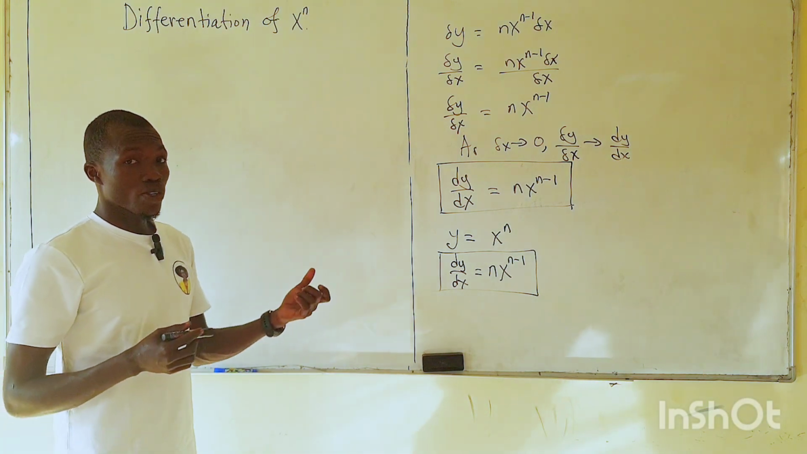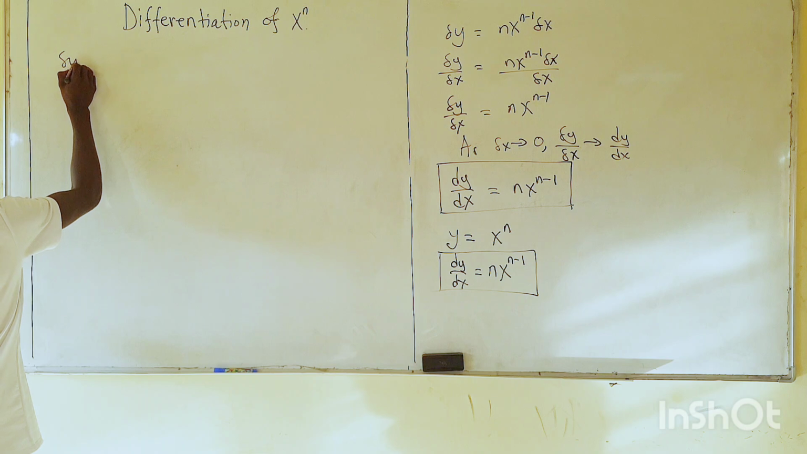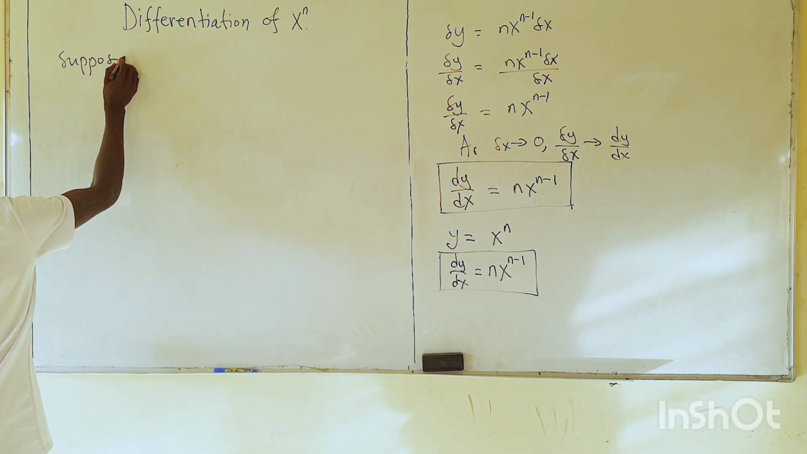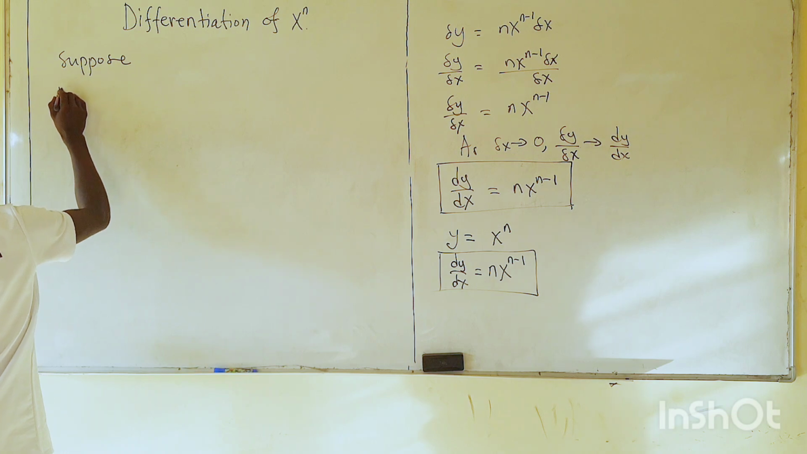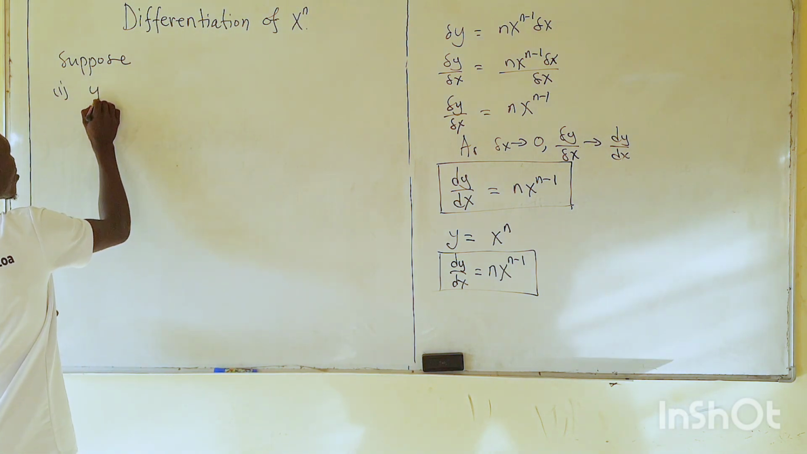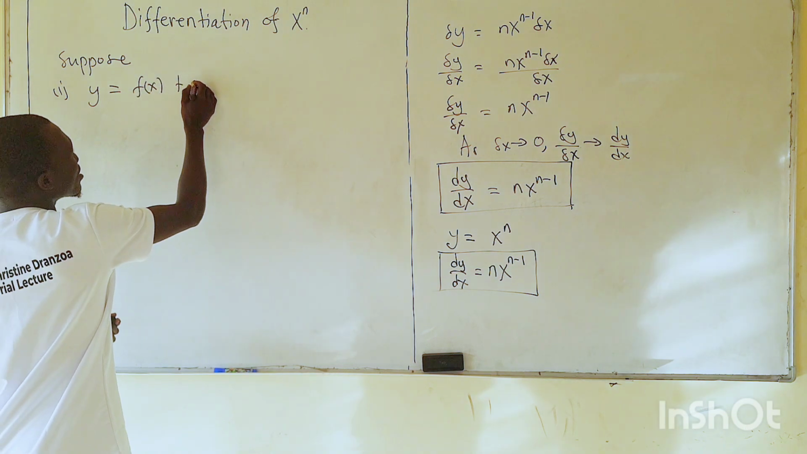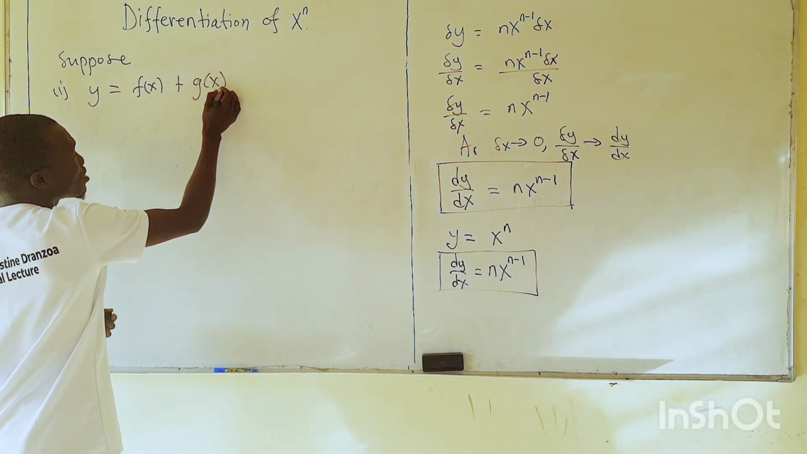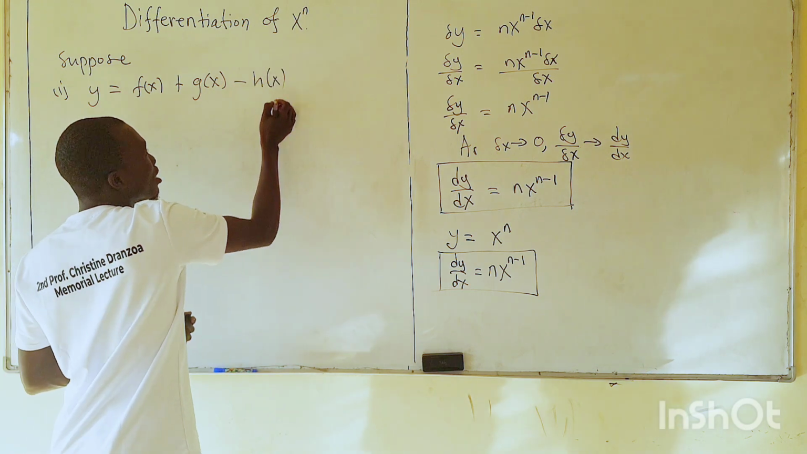Rules before we go to examples. Rule 1: suppose we have y equals f of x plus g of x minus h of x.